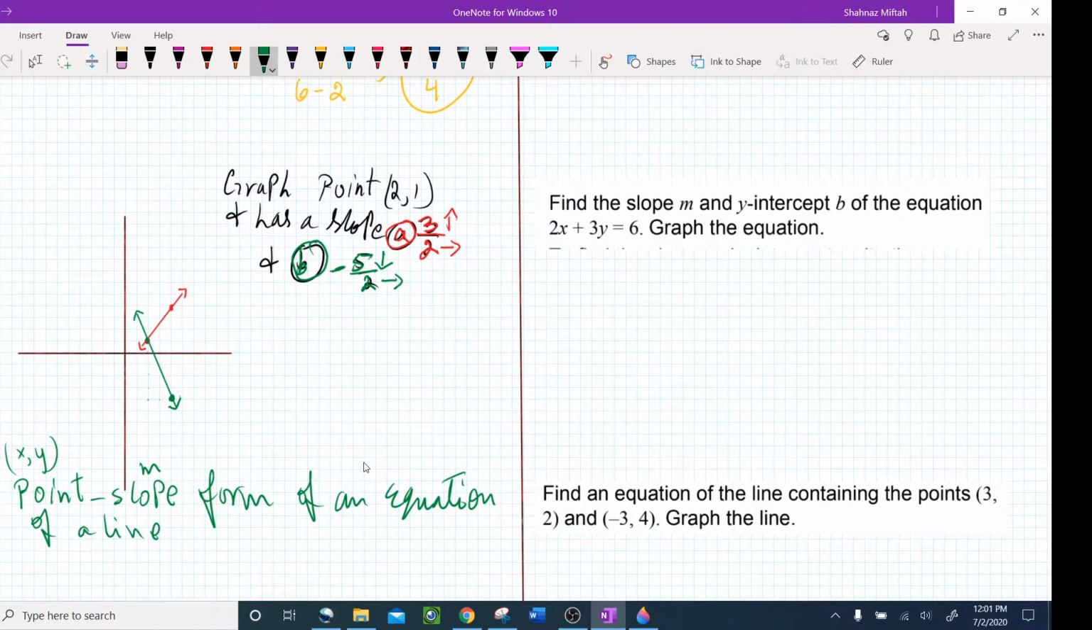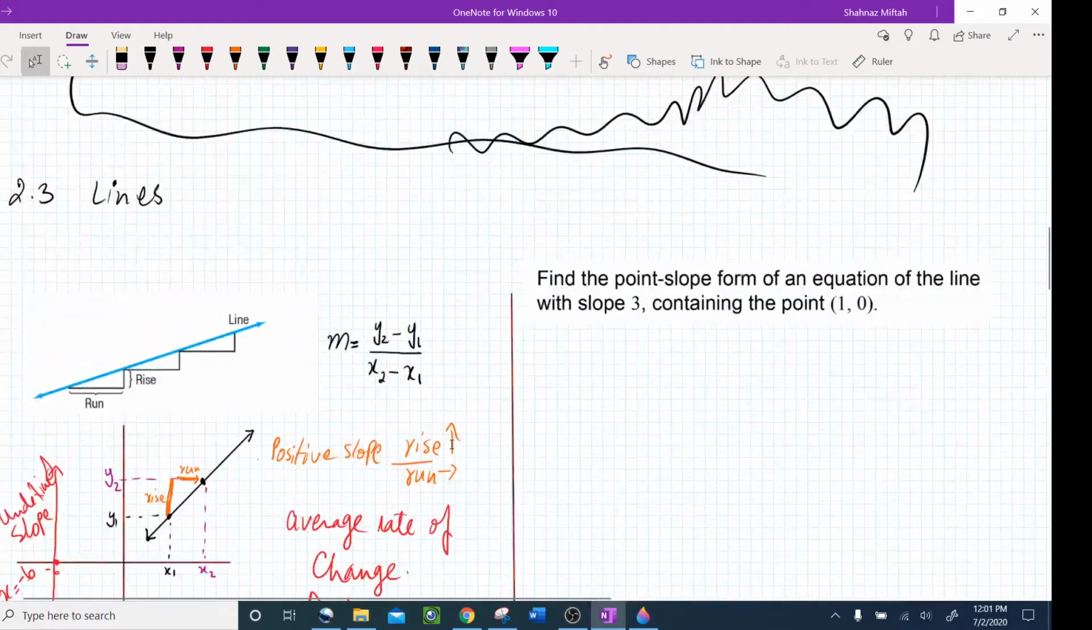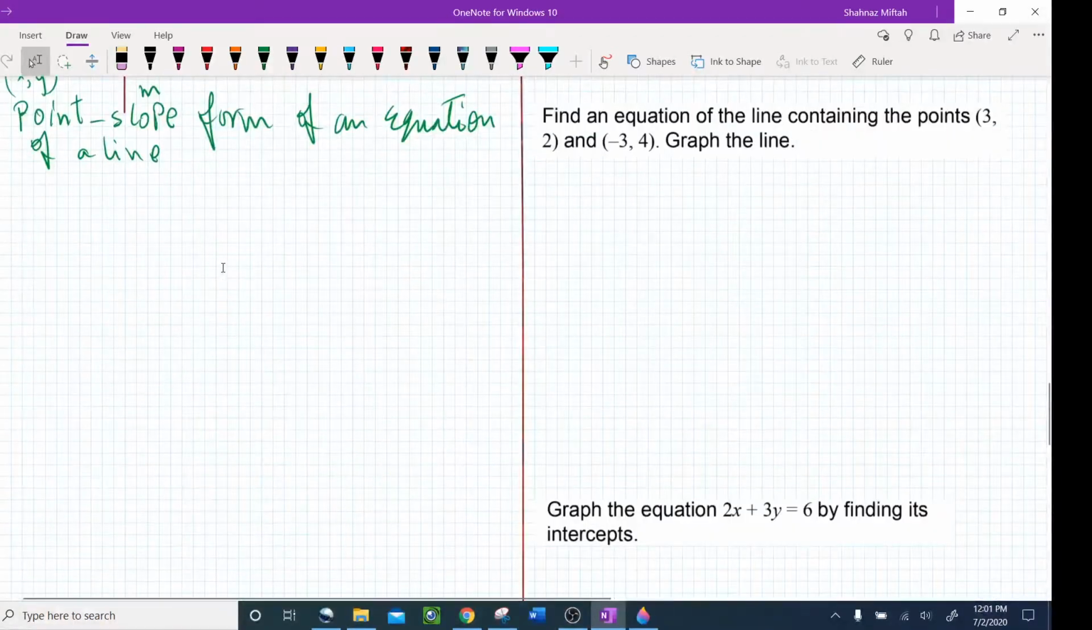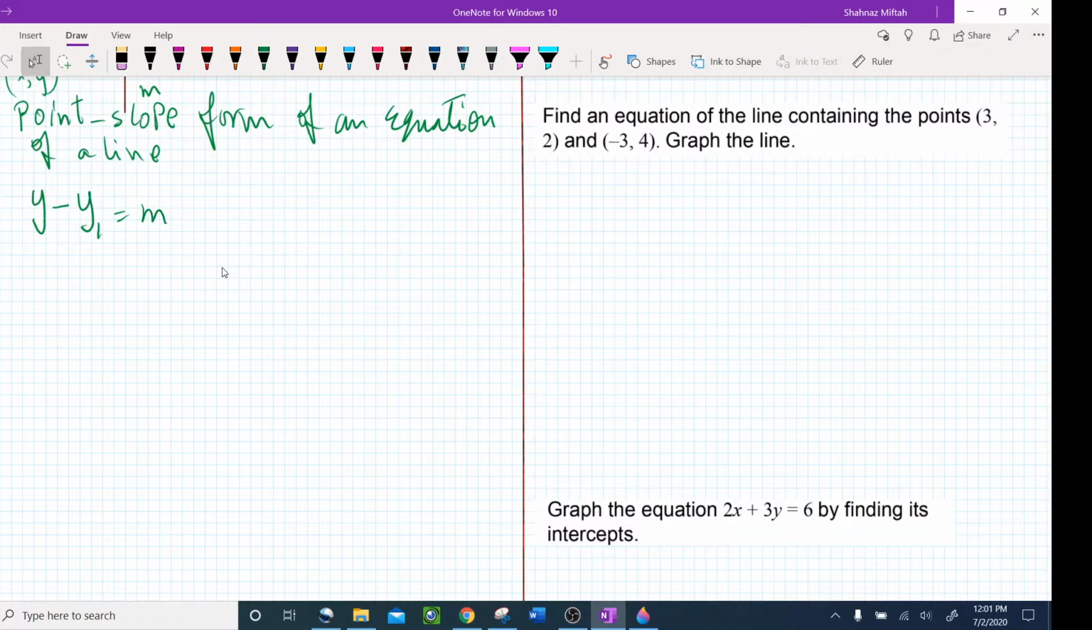So what is my point slope? I have a point slope equation which is y minus y1 equals m times x minus x1. You see x1 and y1, these are my points, and m is my slope. So this is called a point slope equation.